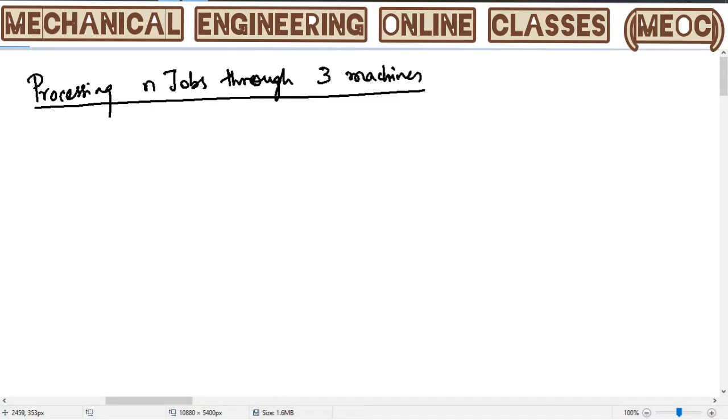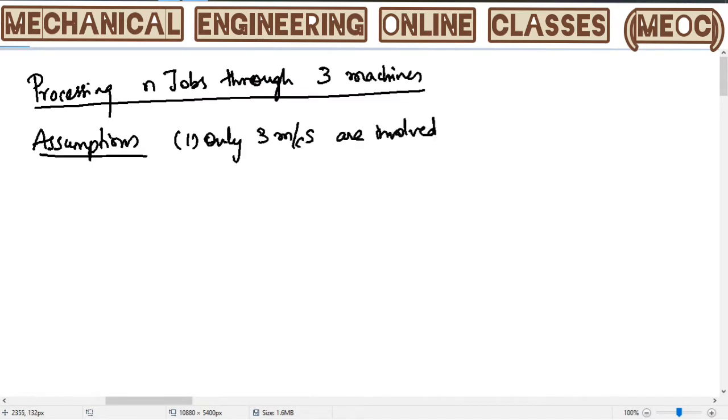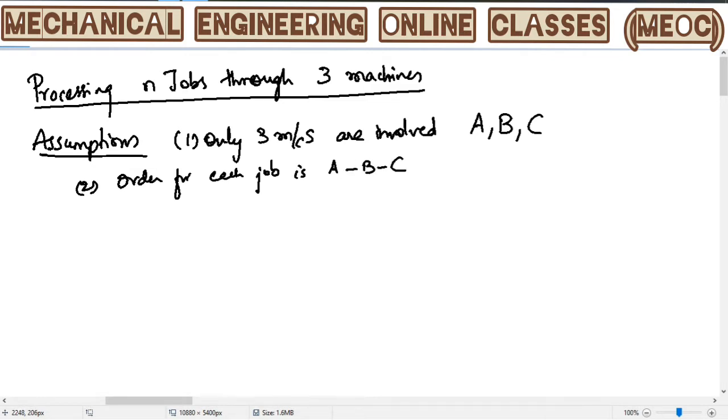Now let us see the processing of n jobs processed on 3 machines. The first assumption is that only 3 machines are involved. Let the 3 machines be A, B and C for example, and the order for each job is the same. So let that be A, B and C. Means every job will first go to machine A, then to B and then C. So after A it is B, after B it is C. So this is the order.